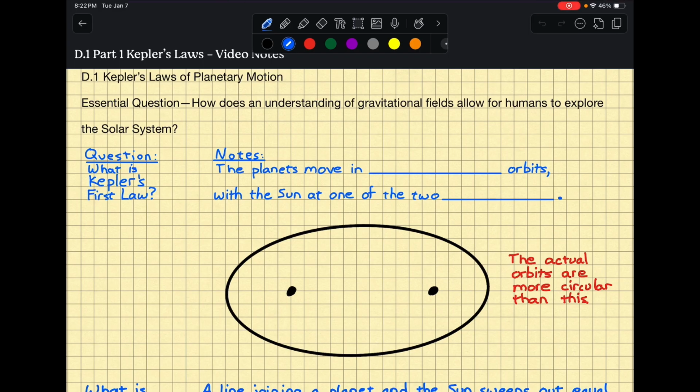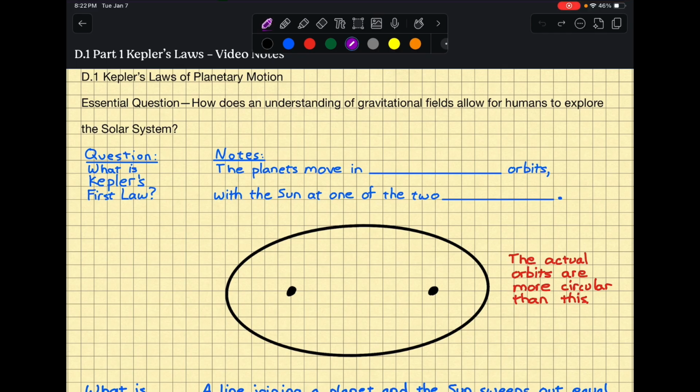So here we go. Our essential question is, how does an understanding of gravitational fields allow humans to explore the solar system? Kepler developed 3 laws of planetary motion, and in the textbook it goes into some history about how he came to have those. So I recommend you look back at that.